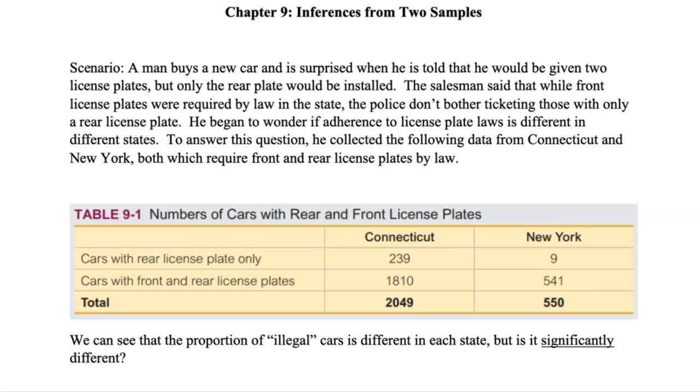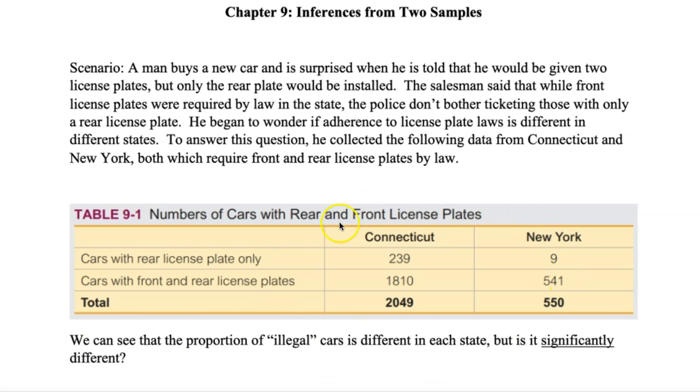The salesman said that while front license plates were required by law in the state, the police don't bother ticketing those with only a rear license plate. He began to wonder if adherence to license plate laws is different in different states. To answer this question, he collected the following data from Connecticut and New York, both of which require front and rear license plates by law. And just a fun fact, this was actual data collected by the author of this book.